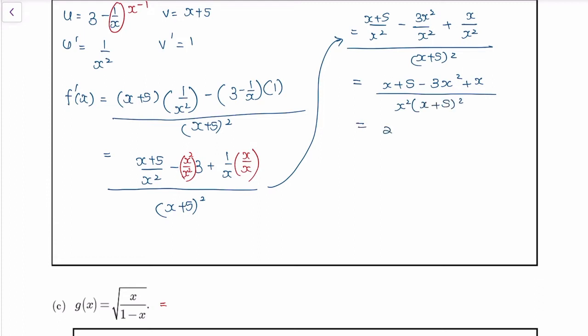So, simplify je lah. Okay, and this will be the final answer.